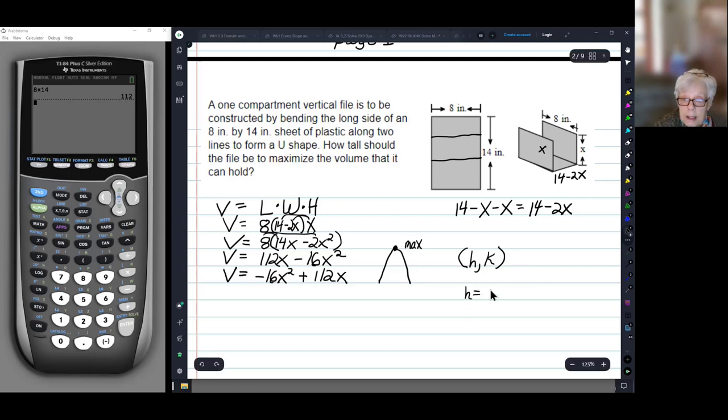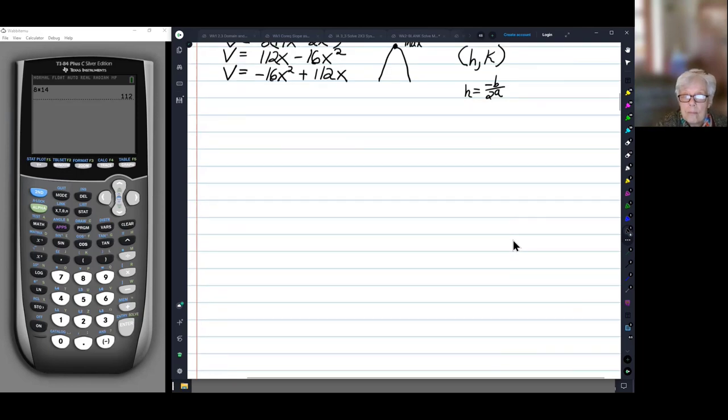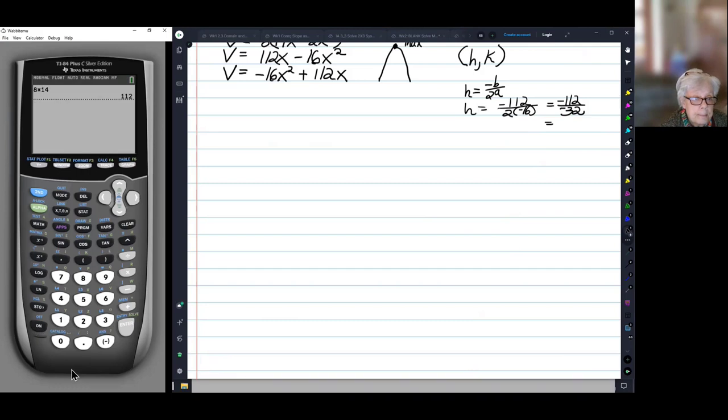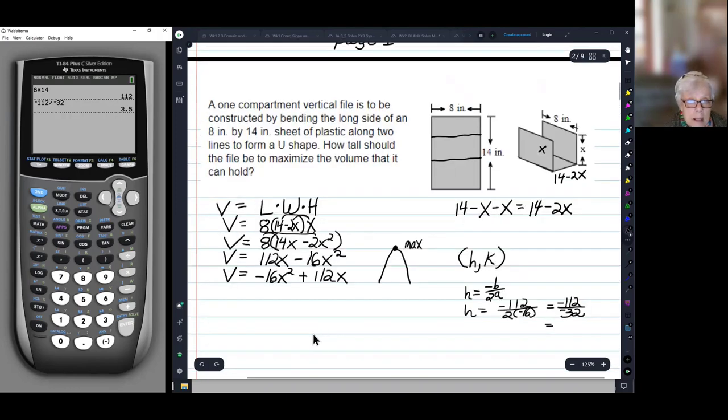So h equals negative b over 2a. Let me scroll this up. H equals negative 112 over 2 times negative 16, which will be negative 112 over negative 32. The negatives cancel, but we might as well just let the calculator do that for us. Negative 112 divided by negative 32, enter. 3.5. 3.5. Well, 3.5 what? Inches.